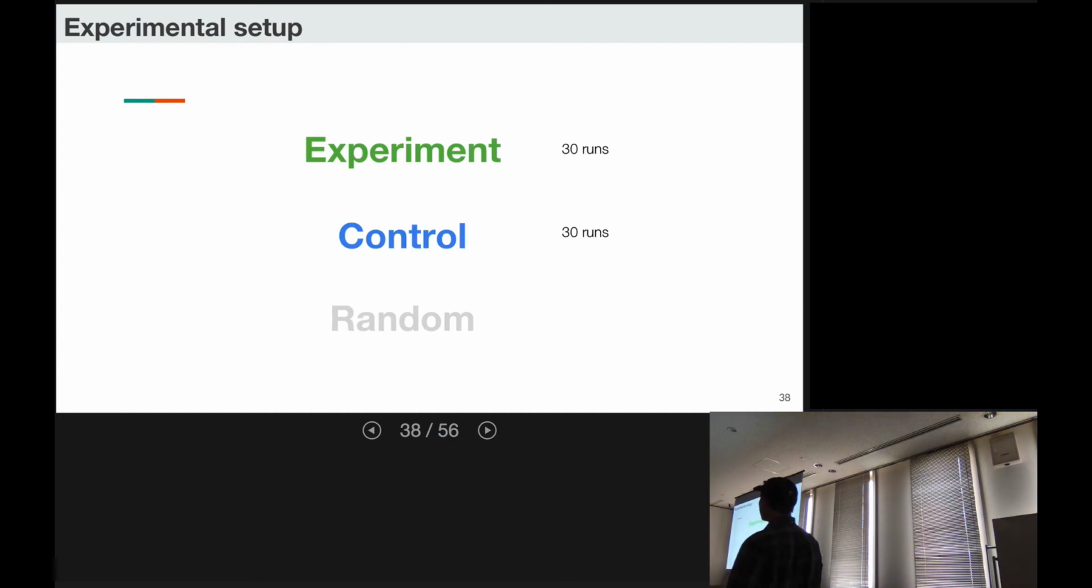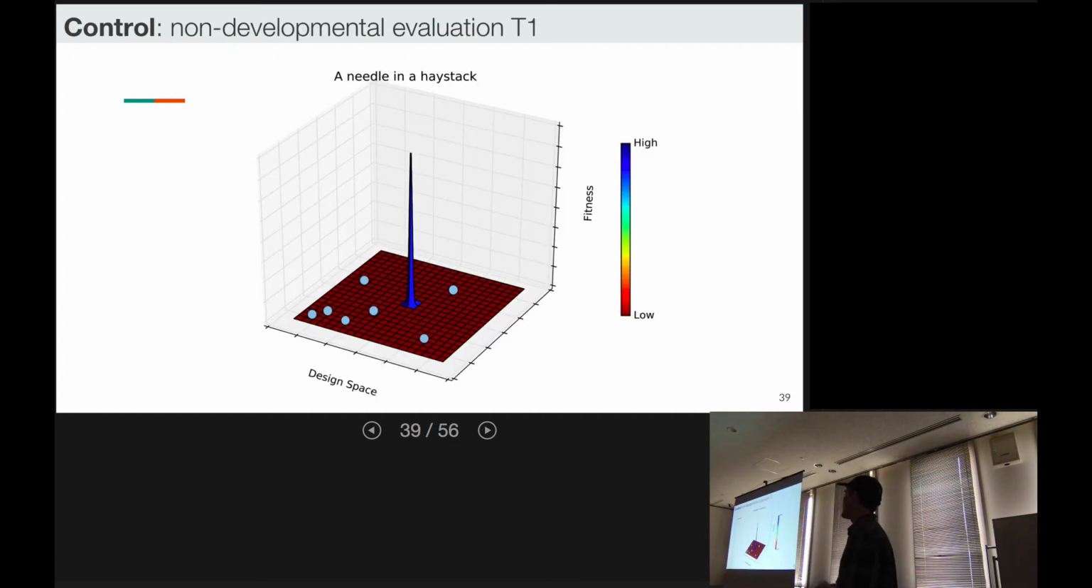The control condition, again, 30 evolutionary runs. It's a simple genetic algorithm. Here we're just turning off development. We're not using linear interpolation at all. We just have the starting matrices, and we're evaluating in both tasks 1 and 2.